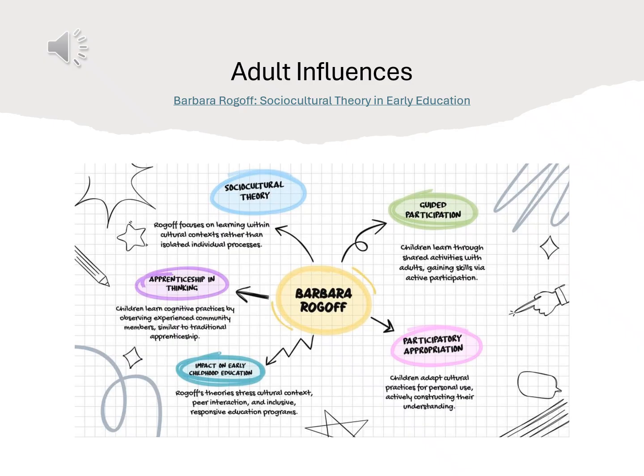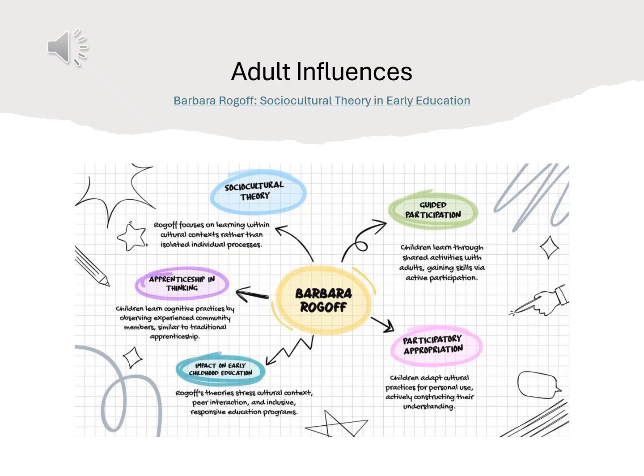So in thinking about adult influences, and we'll talk about this a little bit more on the next slide, I did want to bring up a theorist, a scholar in the area of culture and children's development. Her name is Barbara Rogoff. She developed a theory, a way of thinking about how adults influence children's development and the kinds of activities that they engage in. So she is like Vygotsky. She is a sociocultural theorist.